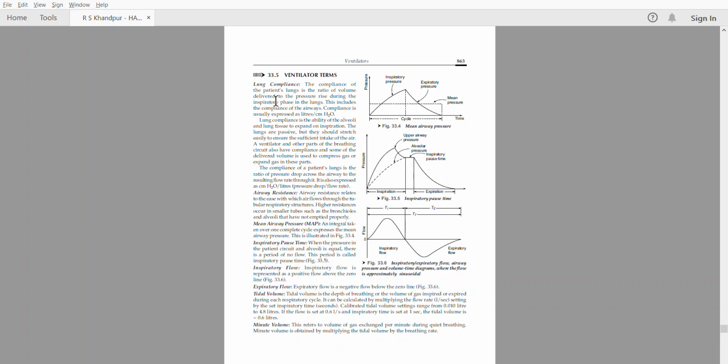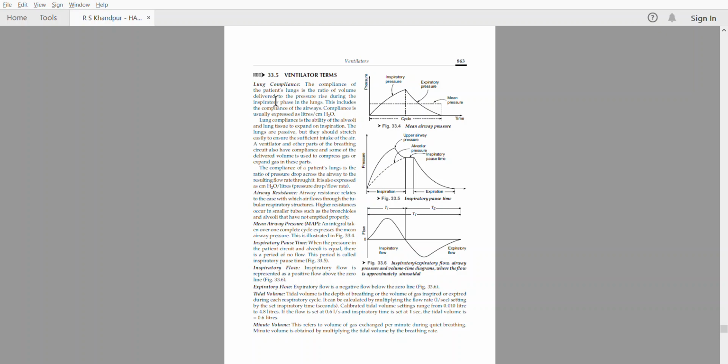One of the biggest disorders is corona. It stiffens the lung muscles, so the lung compliance is affected and the volume does not increase. The lungs are passive, but they should stretch easily to ensure sufficient intake of air. The ventilator and other parts of the breathing circuit also have compliance. So when there is less lung compliance, they put pressure into it, so that with the available volume, with the given rise in pressure, the ventilator pumps in the air.